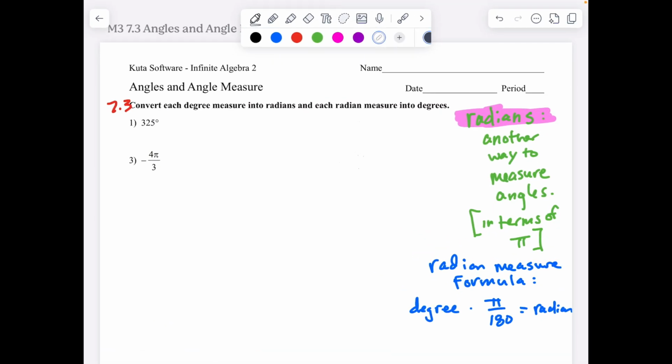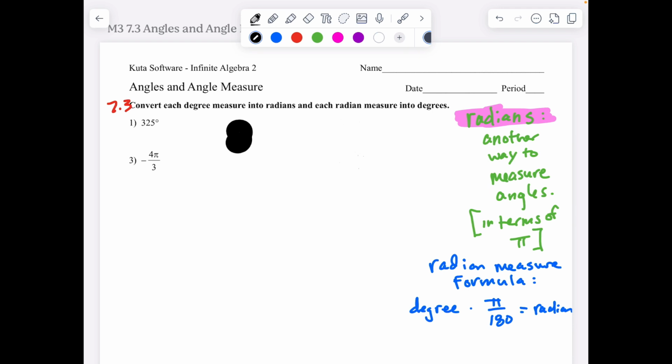So our formula that we're going to use to convert from degrees to radians or radians to degrees is right here in blue. The degree measure times pi over 180 is our radian measure. So we'll do number one as our first example. So number one here, we've got 325.